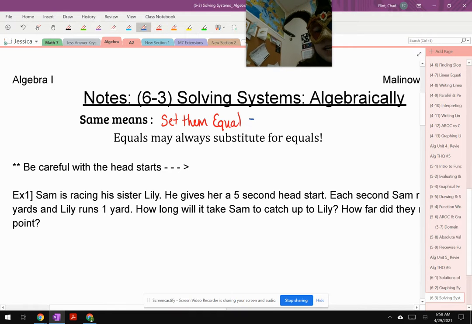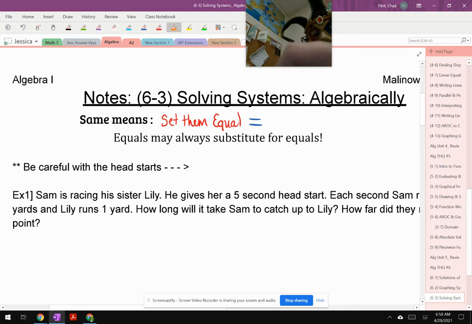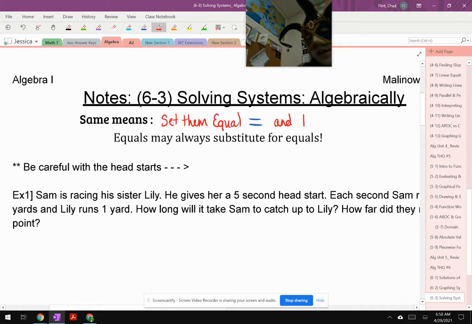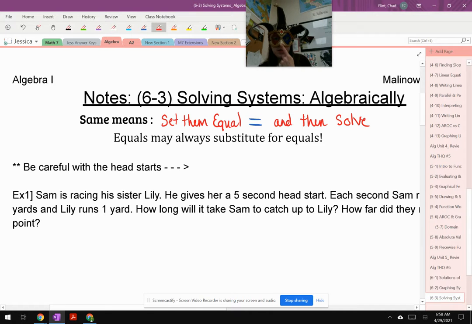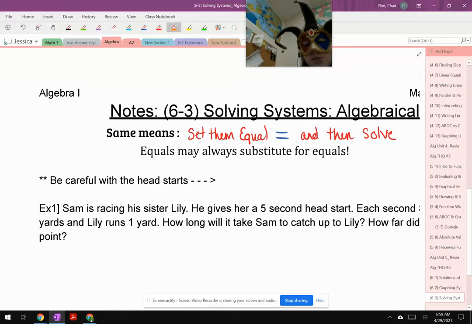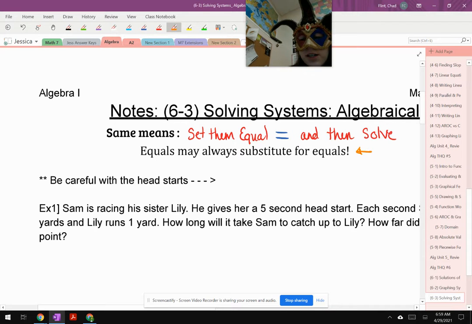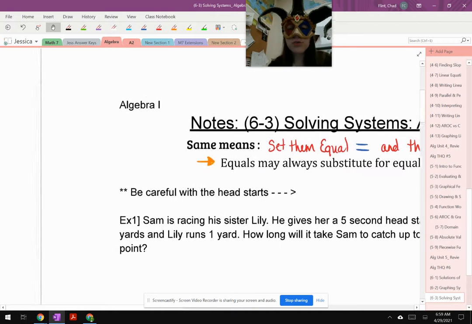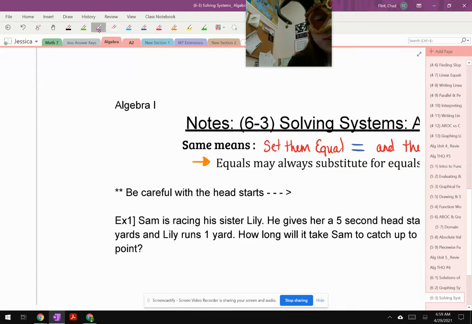Set them equal with an equal sign, and then solve. It's that simple. You set them equal and then you solve, and then boom. And the math behind why you can do that is because of this rule right here, that equals may always substitute for equals. So if two things are equal, I can take those two things and set them equal.